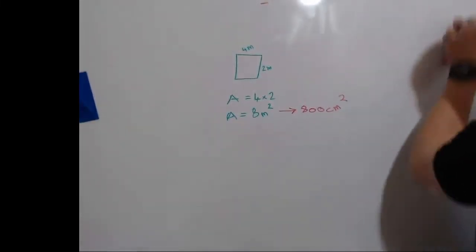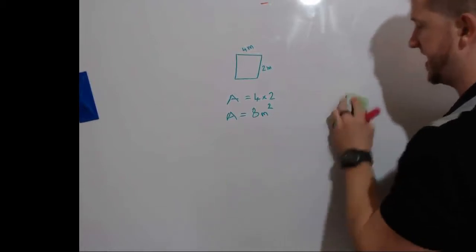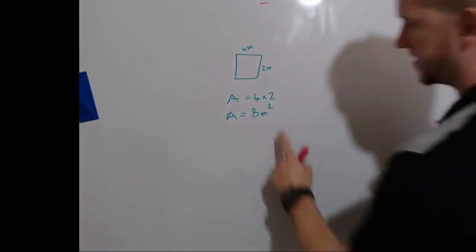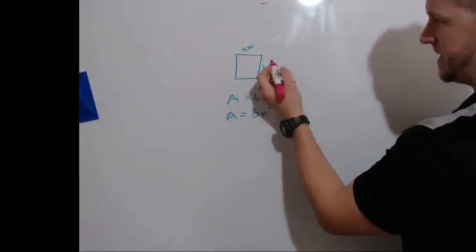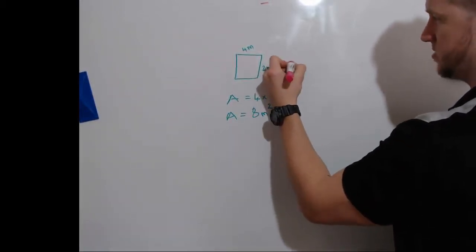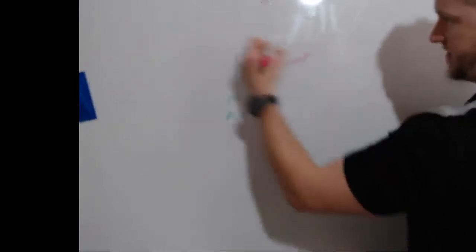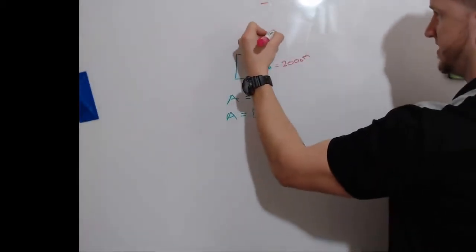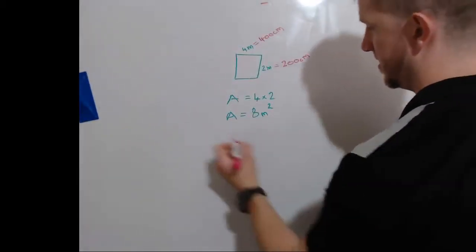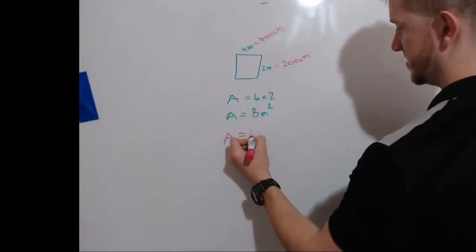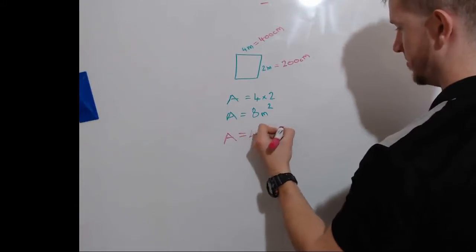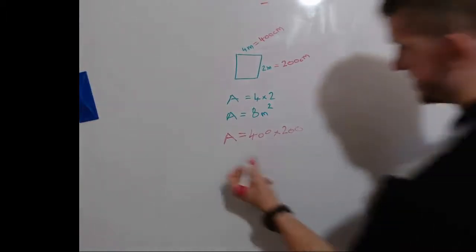And this is a common problem. The answer is no, it is not the same. The reason it's not the same is because we're talking about meters squared, not just a length. 2 meters is actually 200 centimeters, and 4 meters is 400 centimeters. So then the area in centimeters is length times width, which is now 400 times 200. So you can see that that's very different.